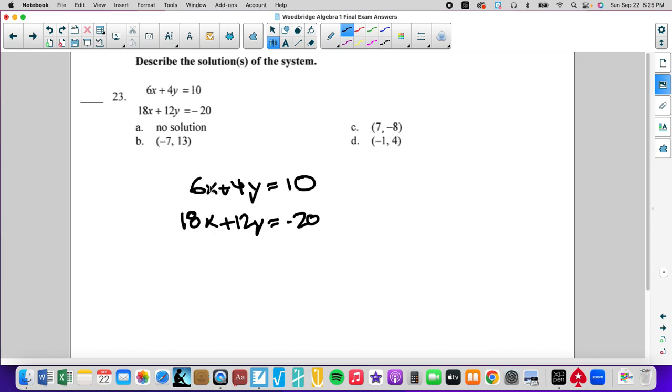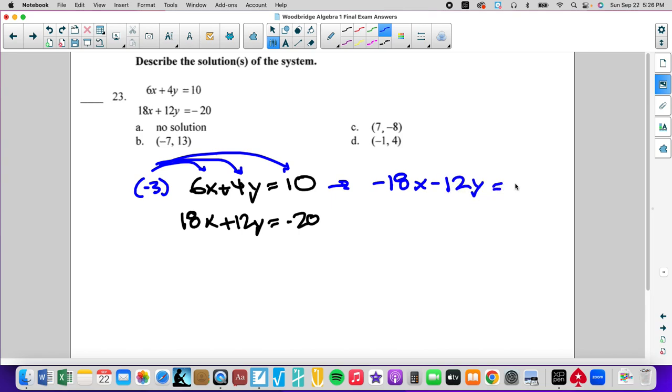How can I make this? What can I multiply 6x by to make it negative 18? Well, I would multiply it by negative 3. So I'm going to multiply everything to keep it as an equivalent equation. That new equation, which is equivalent, not new meaning different, is negative 18x minus 12y equals negative 30. And then I just bring this over, 18x plus 12y equals negative 20.